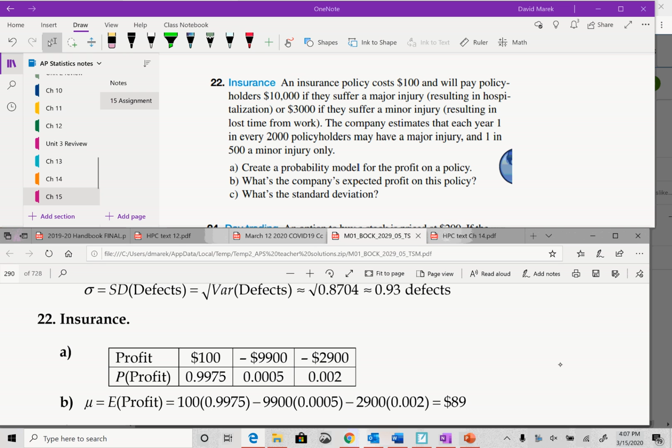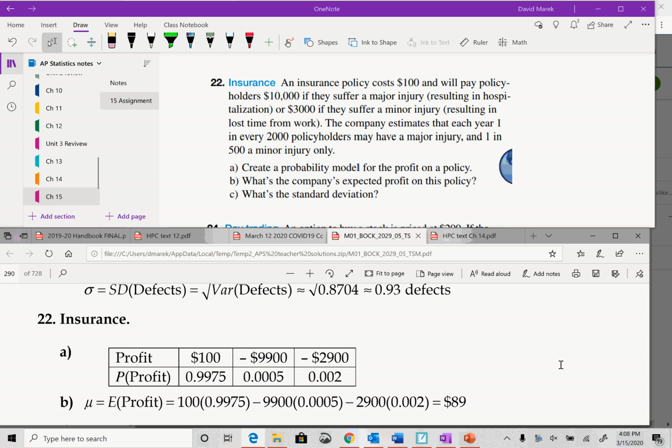Okay, so now probabilities. They say that each year it's 1 out of every 2,000 that have a major injury, so that's how we get the 0.0005. 1 out of 500, so that's the 0.002. Add those together. Again, there are only 3 outcomes: major injury, minor injury, no injury. So add those together, subtract from 1. So that's how we get our probability here of 0.9975.